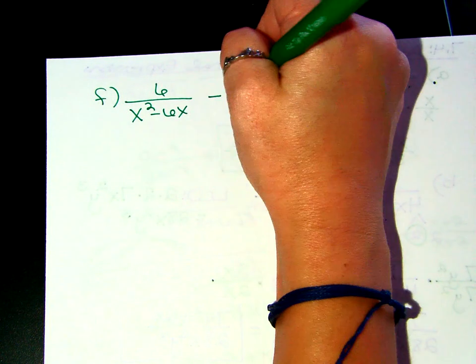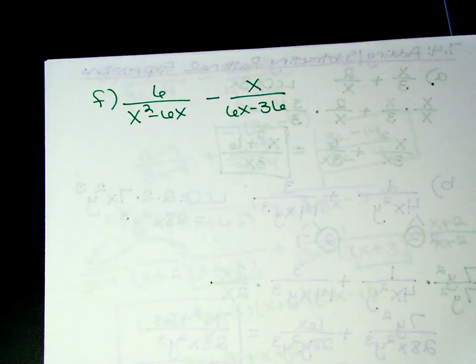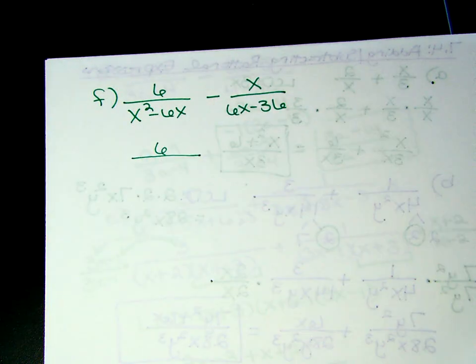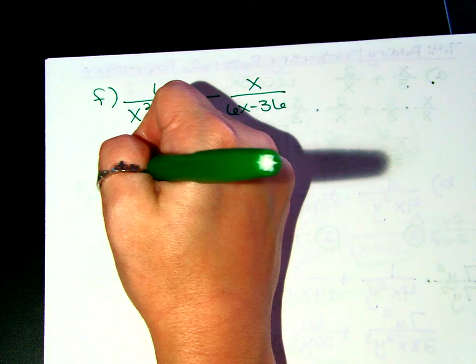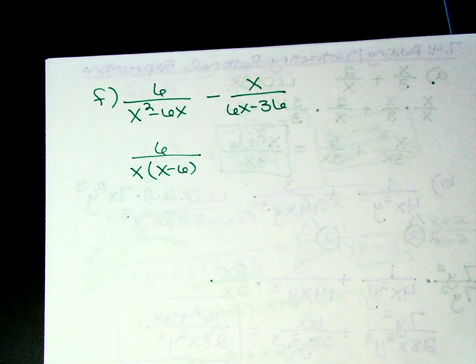Minus x over. So we're shifting back to binomials in our denominator a little bit, and that's okay, because you can still factor binomials. We learned about how to pull out whatever they have in common. So if I'm looking at x squared minus 6x, is there anything I can pull out of that denominator? x. Because x times x minus 6 would give me the x squared minus 6x. It's like the reverse of our distribution property.